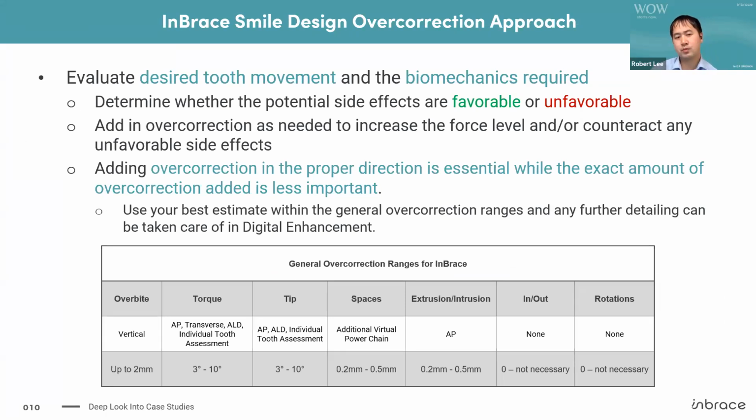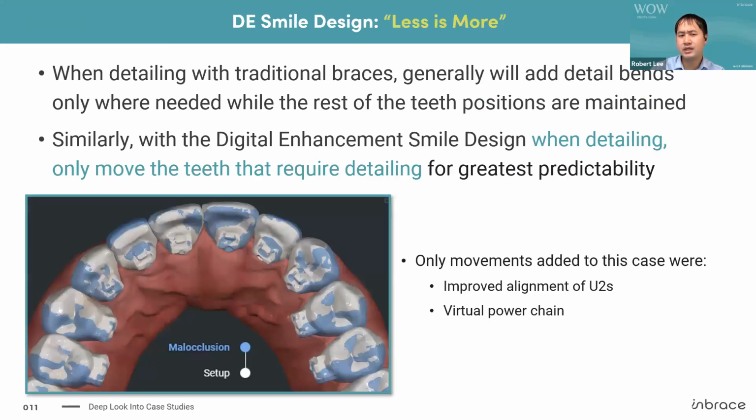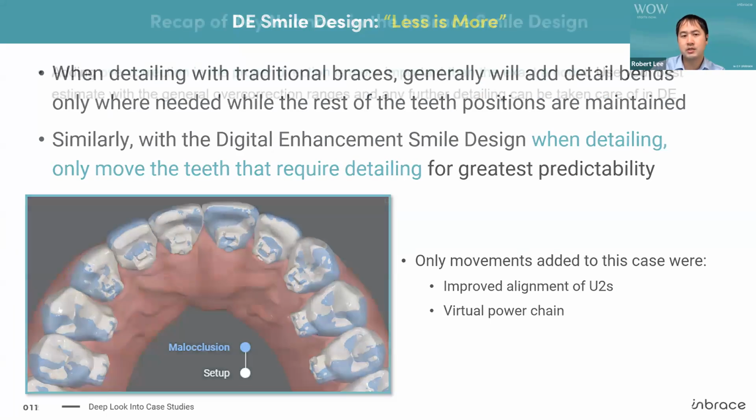I always like to remind people that overcorrection in the proper direction is the most important thing. The exact amount, whether you added 3 degrees or 5 degrees or 7 degrees, or whether you overcorrected by a millimeter or a millimeter and a half, as long as you're overcorrecting in the right direction, that's the most important thing. Any minor details after that, if they didn't detail out perfectly, can be taken care of very easily in digital enhancement. And with DE Smile Design, we generally recommend a less-is-more approach, and to treat it very similarly to how you're approaching traditional braces.